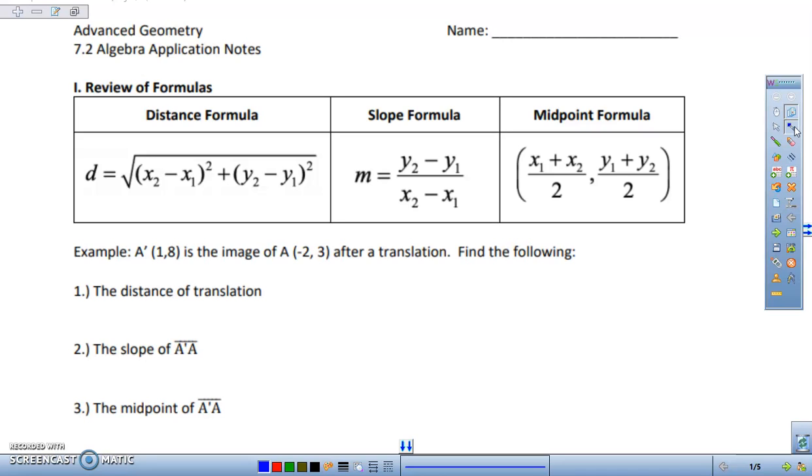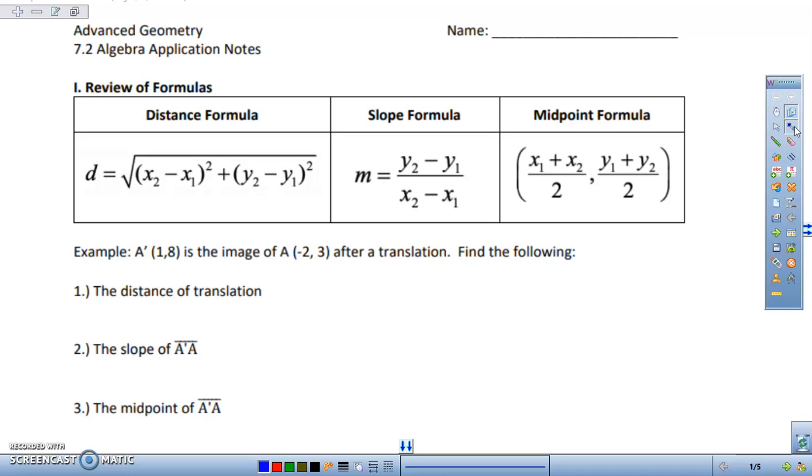So first, the distance formula. We use that formula to find the distance between any 2 points in a coordinate plane. The slope formula, we use that to find the slope of any line if you're given 2 points on that line. And then the midpoint formula, we use that to find the midpoint of a line segment when you're given the endpoints. So here's a quick little example and how it relates to a transformation, in this case a translation.